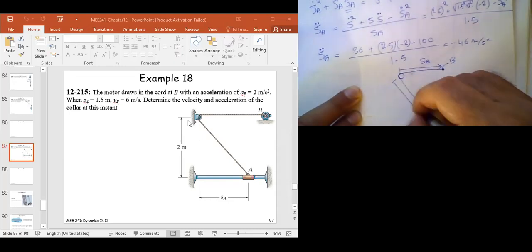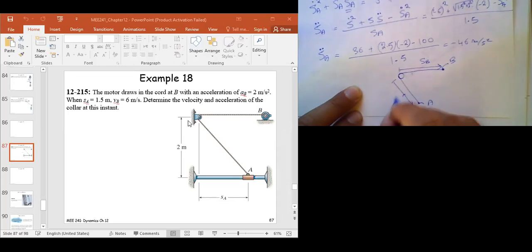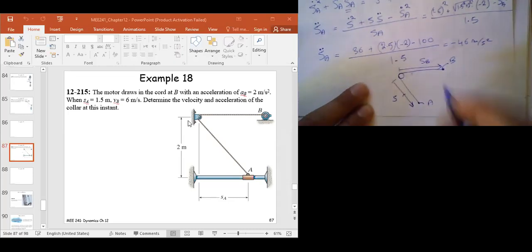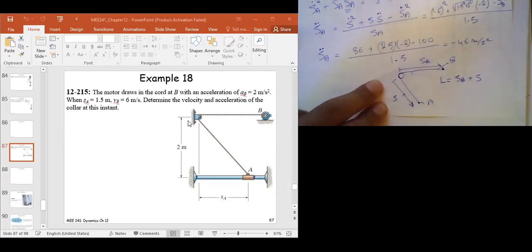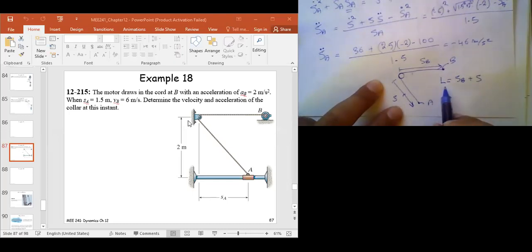Yes. And then this guy is S. So I can say that the actual length of the cable is equal to SB plus S, at that instant. So I can basically consider a point that is right at the top of the cable. If the motor is drawing it, then it's fine. The motor can draw it, right?